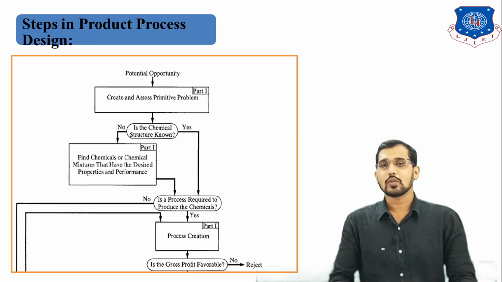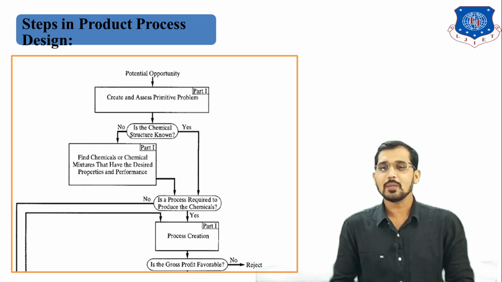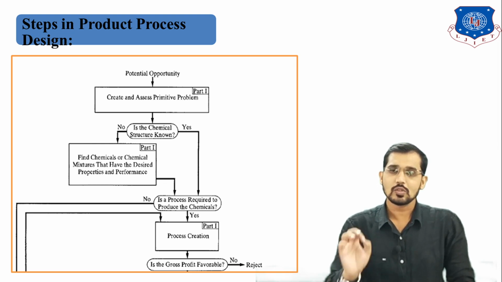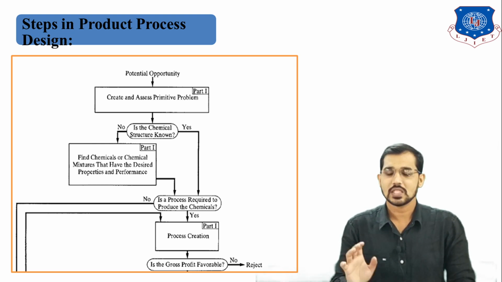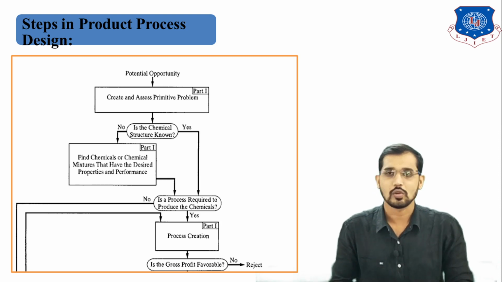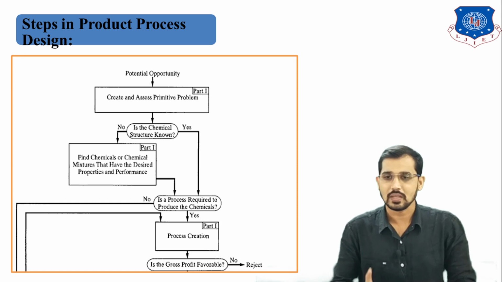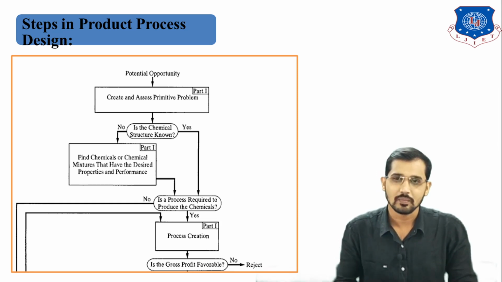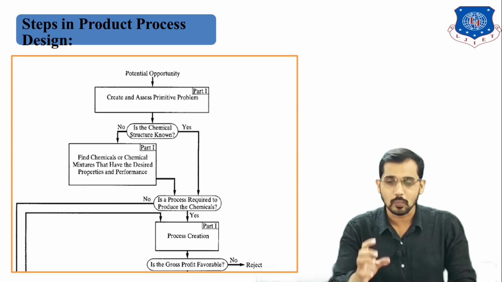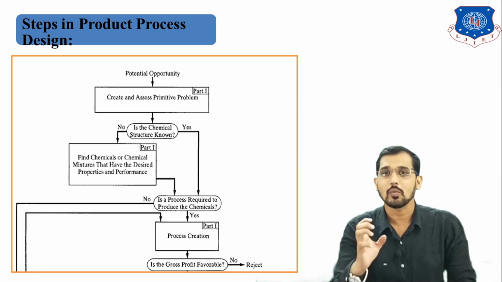Now we will see the important topic for this chapter: steps in a product process design. This topic is very important for exam purposes. A 7-mark question can be asked based on this topic. So you can see the steps in a product process design. First step is you have to identify the potential opportunity, meaning you have to first identify the problem, that is the potential opportunity.